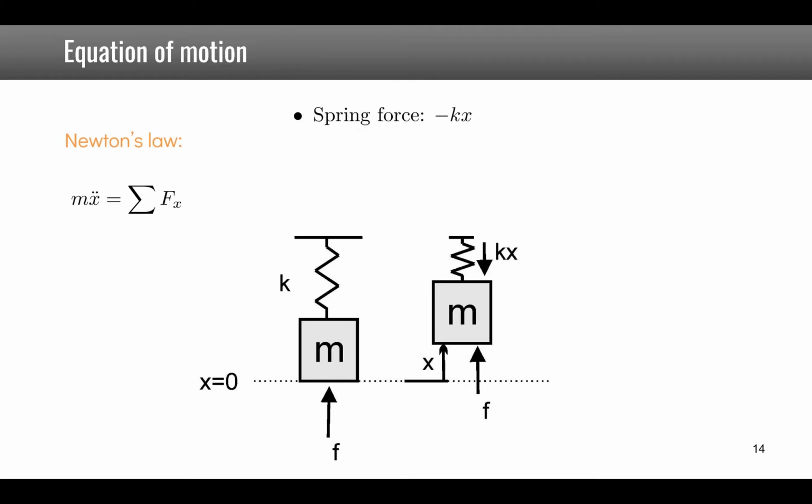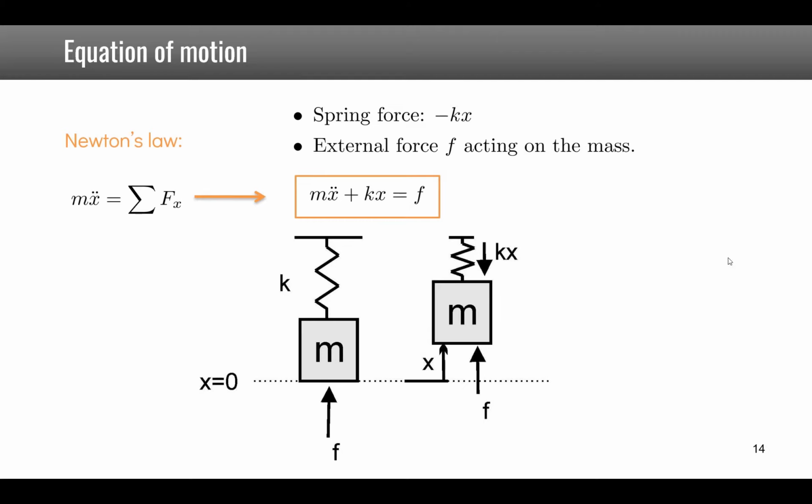The first force applied to the body, when there is a certain motion x which is seen as positive in the upward direction, is the force in the spring, which is opposite to this direction and of amplitude kx. The second force acting on the body is F, which is in the same direction as x, so with a positive sign. In total, if we put everything that depends on x on the left, we get the equation of motion: m times acceleration plus k times displacement is equal to F.